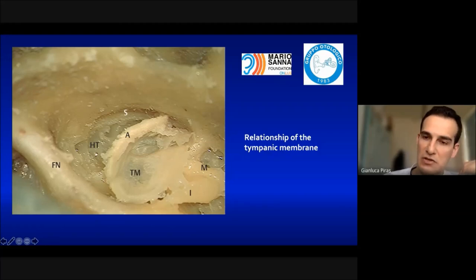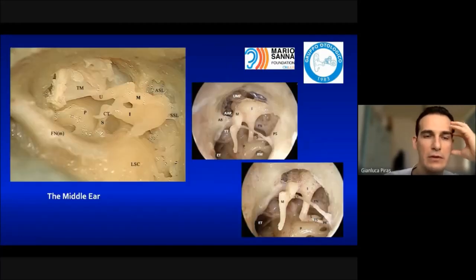to the surrounding structures. If you elevate the tympanic membrane, you can see the ossicles in all their parts, and the relationship between the malleus and the incus, the chorda tympani, the promontory, the stapes with the pyramidal eminence and the stapedial muscle.